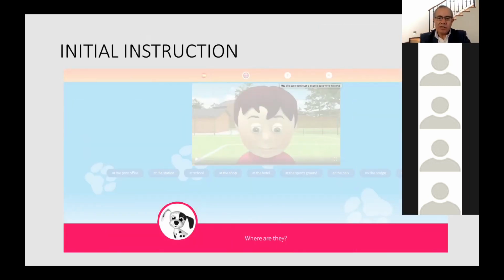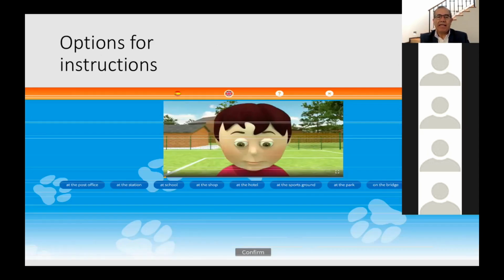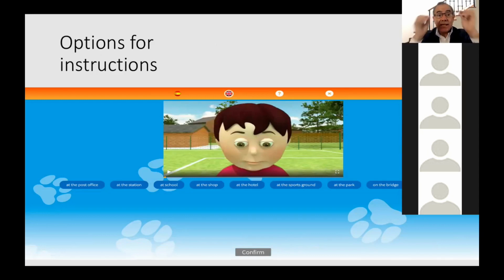So there is the initial instruction. Where are they? You click, the instruction disappears, and it means this exercise is going to be repeated. The question, where are they? Nine times the activity is repeated. Instead of you saying, where are they, Juanito? Where are they, Pepe? The system does it, so the student has the opportunity to listen at least 9 times to the same question.